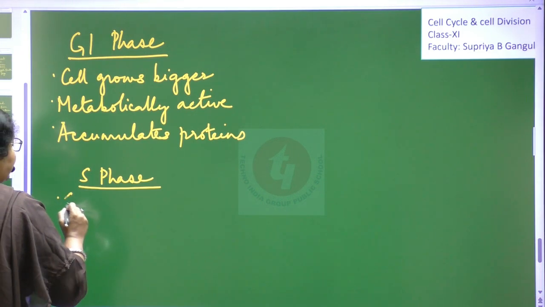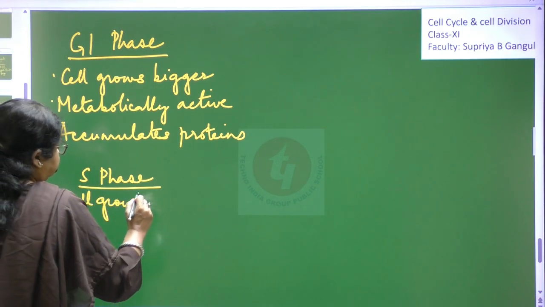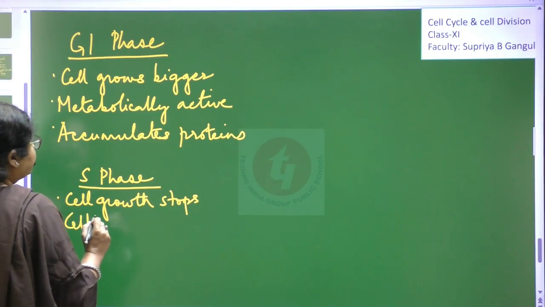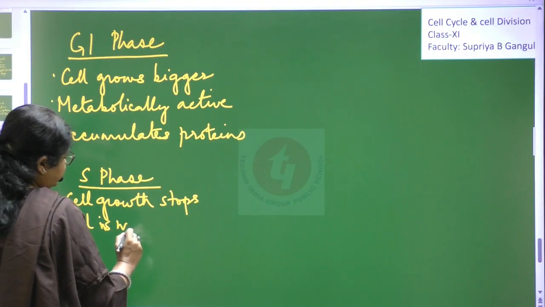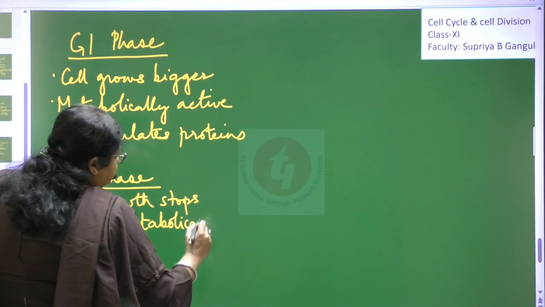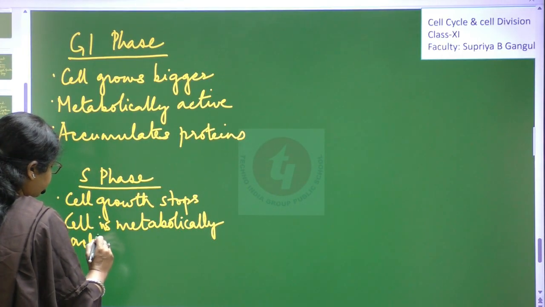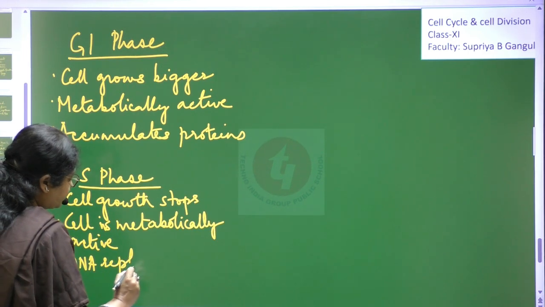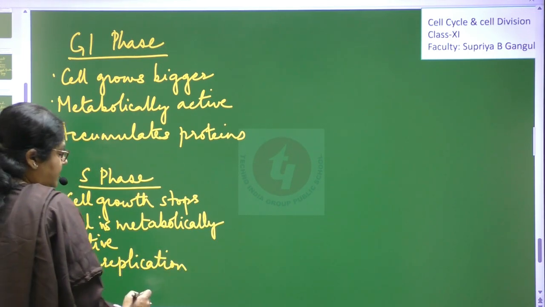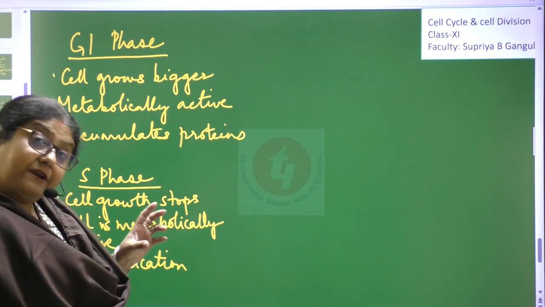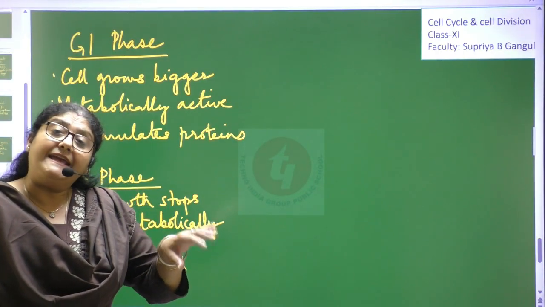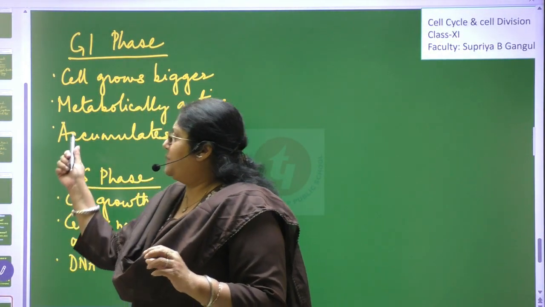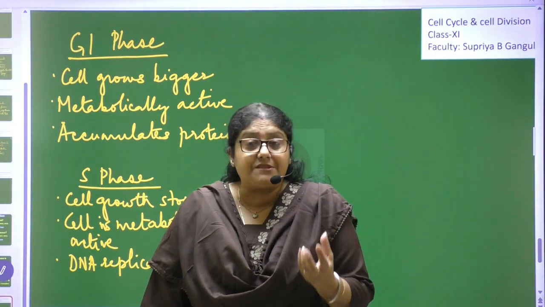Here, the cell growth stops. The cell does not grow anymore. The cell continues to be metabolically active. It continues to perform other functions also. Most importantly, here DNA undergoes replication. That means DNA becomes double. So this can also be said to be the DNA doubling phase. But remember, in this phase, although the amount of DNA is doubling, the number of chromosomes is not doubling. So if you consider this to be the cell cycle of a human cell, we all know that we have 23 pairs of chromosomes.